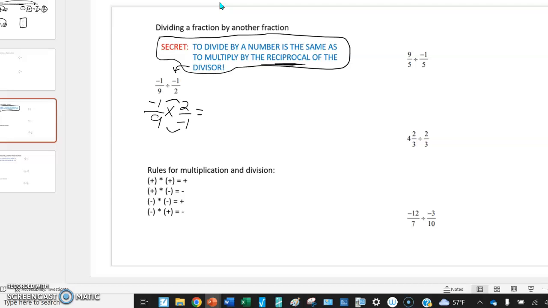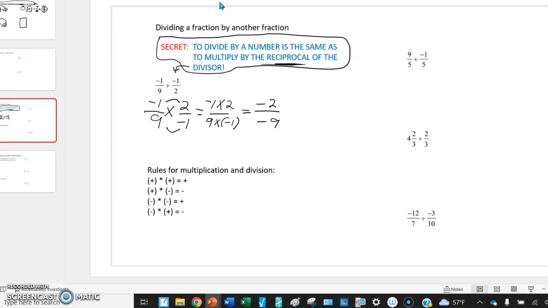Like so. Right? So negative 1 times 2, that's the numerator. 9 times negative 1, no, it's the denominator. Okay, let's multiply across. The numerator: negative 1 times 2 is negative 2. The denominator: 9 times negative 1 is negative 9.